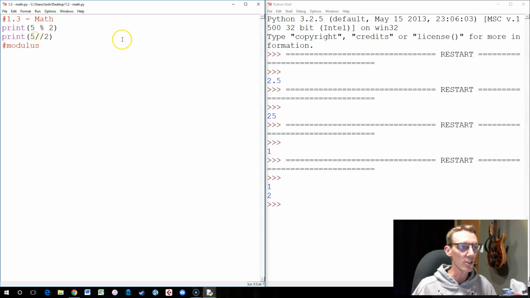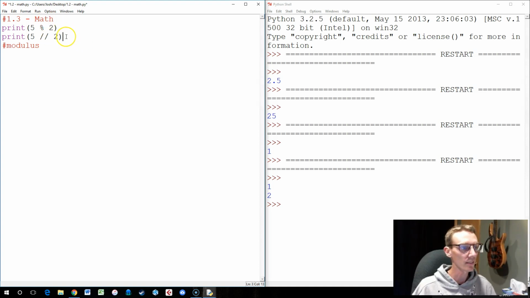This double slash is called integer division. And what that means is, how many times does 2 go evenly into 5? So we can divide 5 by 2 and get 2.5, or we know 5 divided by 2 is 2 with a remainder of 1. 2 goes into 5 twice with 1 as a remainder. And with a combination of these two, we can actually get our division and remainder quite nicely.